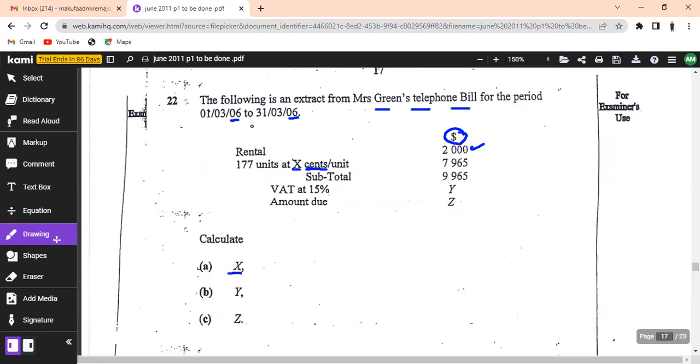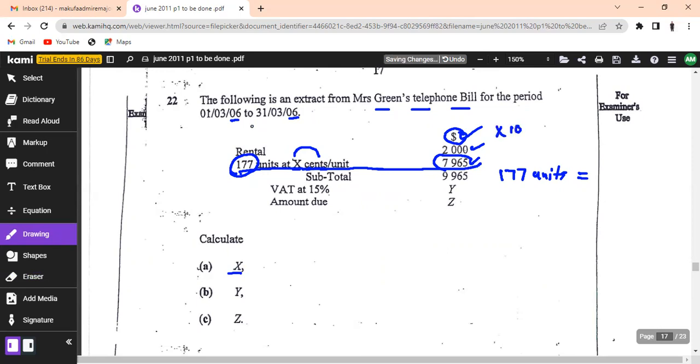So X, what does it mean? X is the amount, X cents per unit. And we used 177 units. All right, this is what we have. It gave us an amount of this value here of the units. It corresponds directly with this value here, which is $7,965. But this is X cents per unit, so you have to express this in cents. So how do you express dollars in cents? You multiply by 100, because a dollar has got 100 cents. So this is going to be 7,965.00 cents.